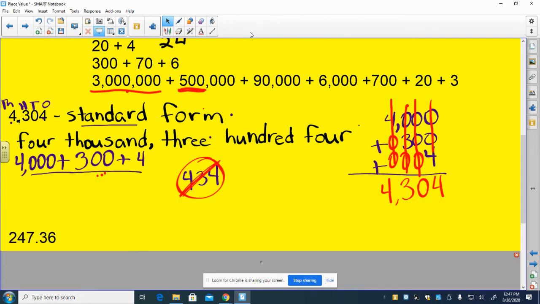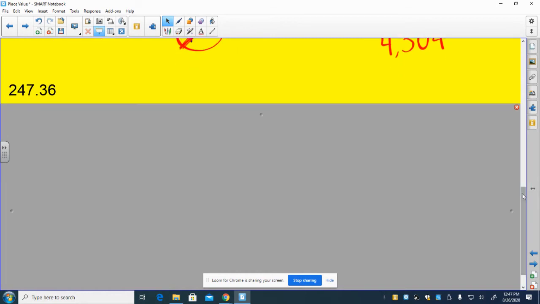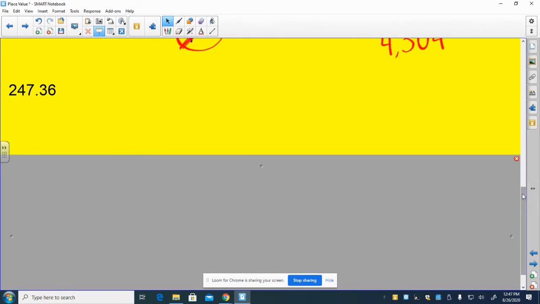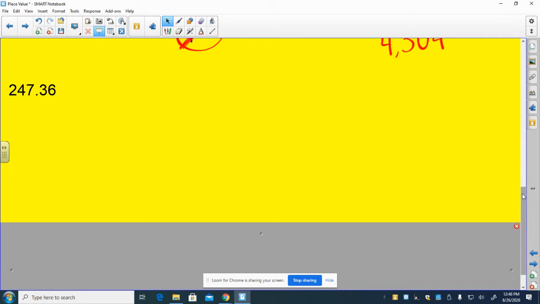Now I want to model with a number that's going to go into decimal land. So we have 247 and 36 hundredths. That's the correct way to say it, and you need to say it that way to help you with the word form. To make it easier when you're reading, you can definitely read it as 247.36. That's fine. But again, you'll need that exact way to say it properly for word form. Here it's already in standard form. Now I'm going to go to word form.